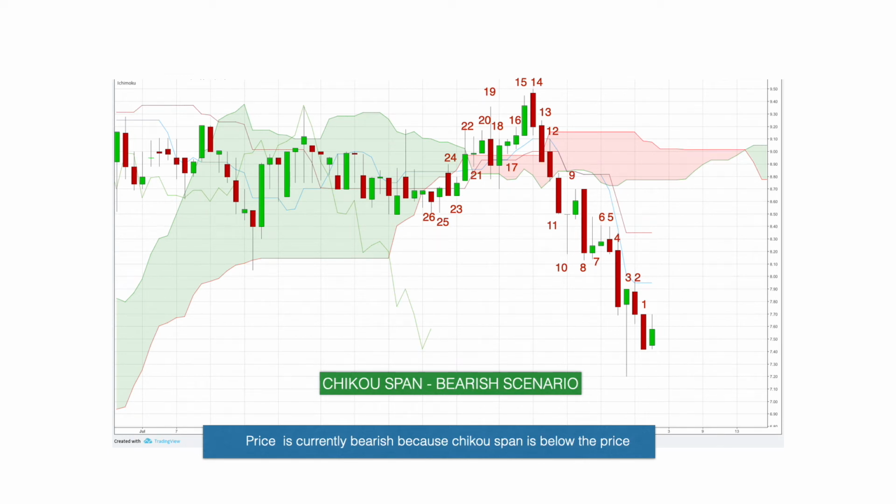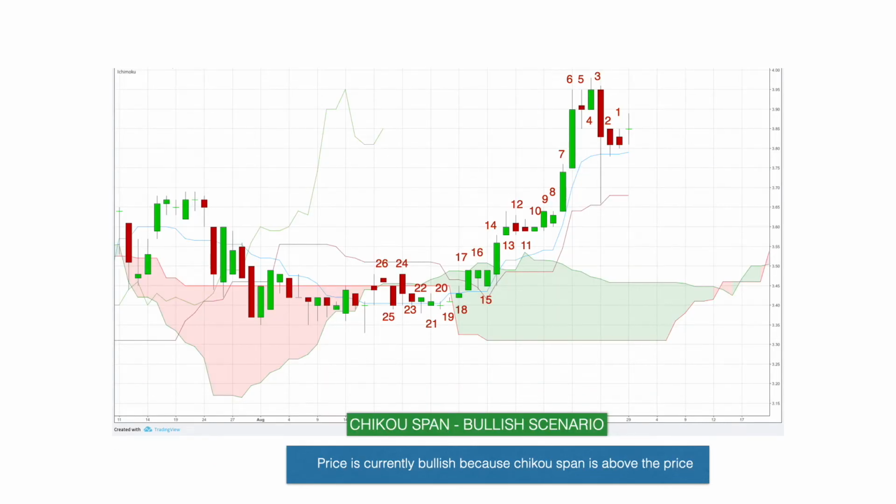Here is an illustration. This is the current period. This is the price right now. We count 26 candlesticks back. Where is the Chikou span? Is it above or below the price? Chikou span is below the price. If the Chikou span is lower than the price 26 periods ago, this would indicate that there is potential for more bearish action to come since price tends to follow trends. Therefore, price is bearish.